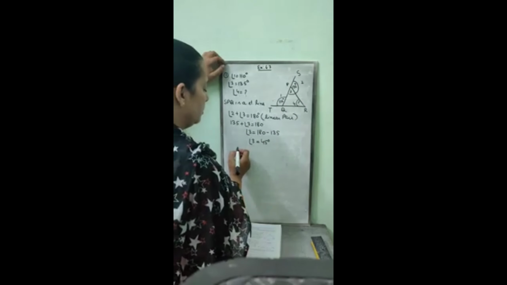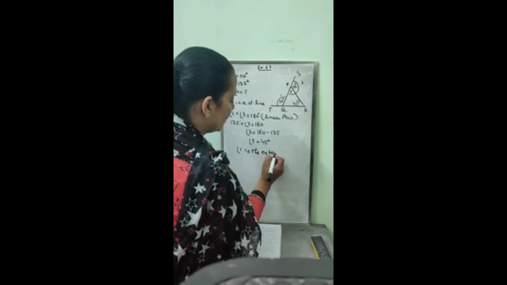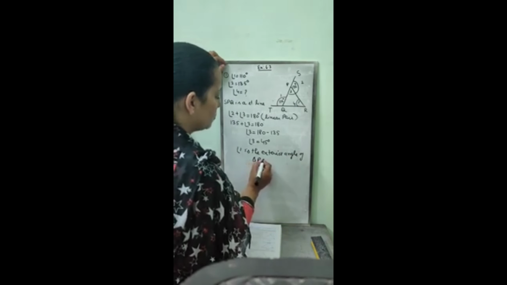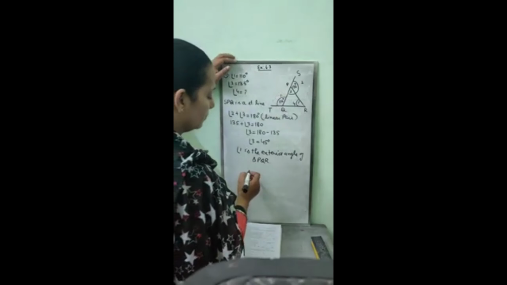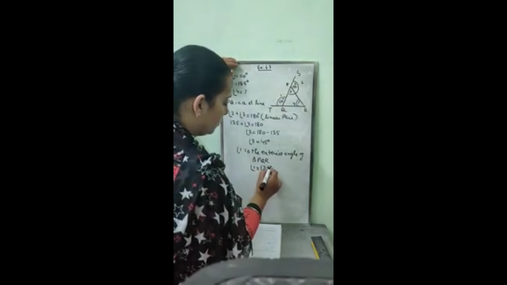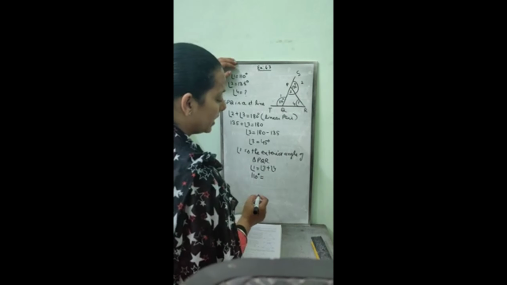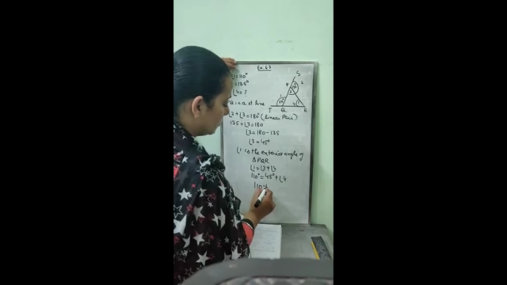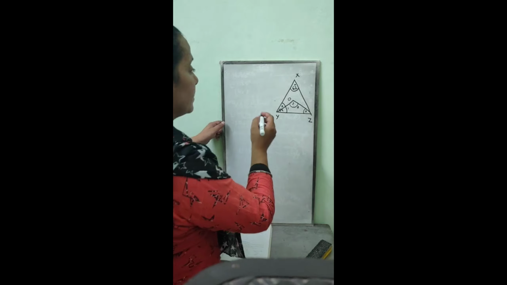Now, angle 1 is the exterior angle of triangle PQR. So angle 1 will be equal to 3 plus 4. Angle 1 is 110. Angle 3 is 45. 4 is as it is. Value of angle 4 will be 65 degree. Hence, now we are going to start with exercise 6.3.